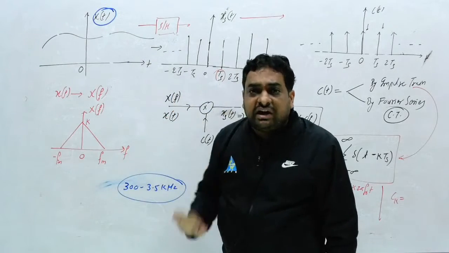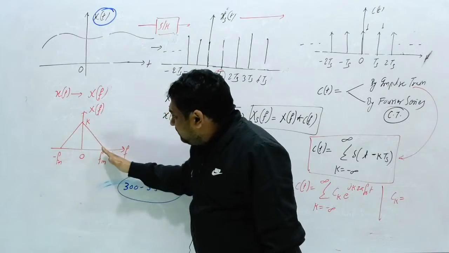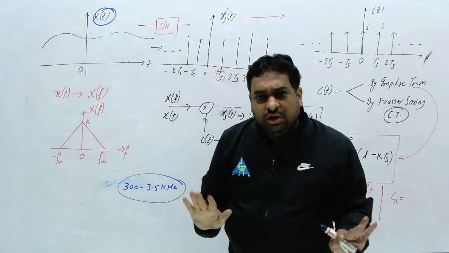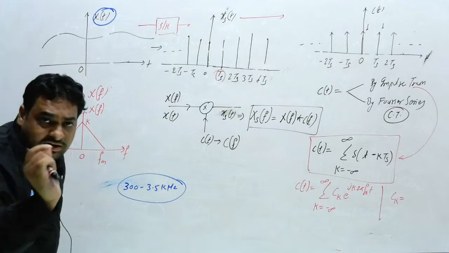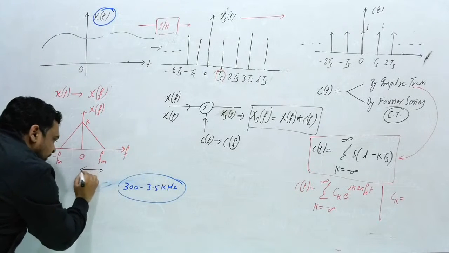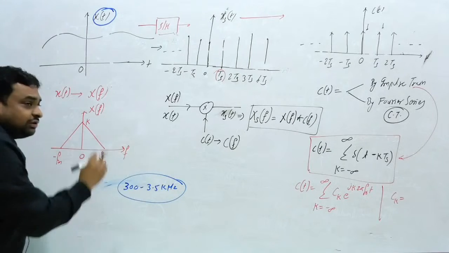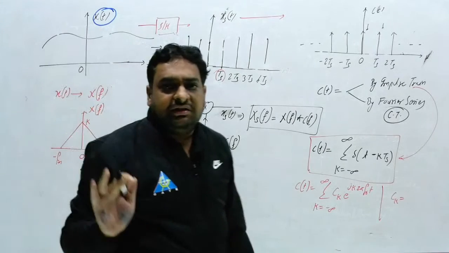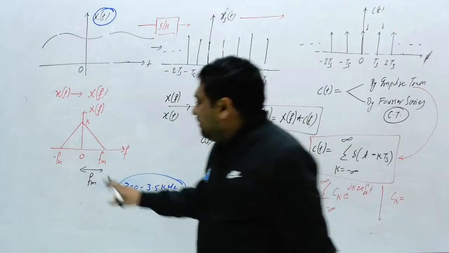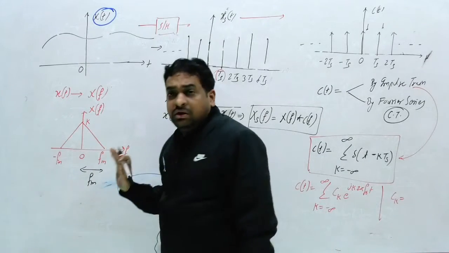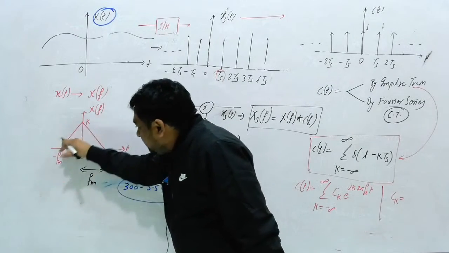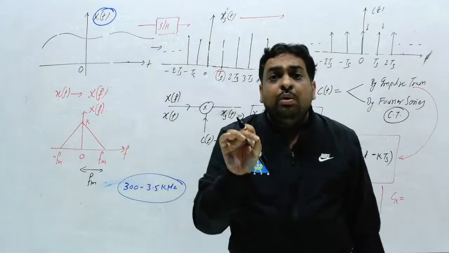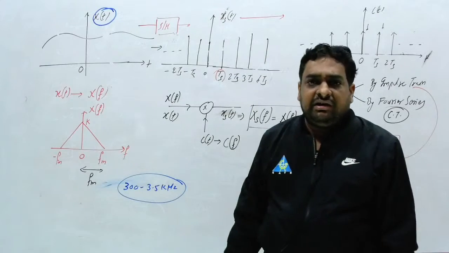Clear? Now the second question: why do we represent it in this way? This is just protocol. We are not interested in this shape, we are only interested in this width. So this shape can be anything. You can also draw this shape as a square wave. But generally we represent this as a triangle form. What is the reason for this triangle?